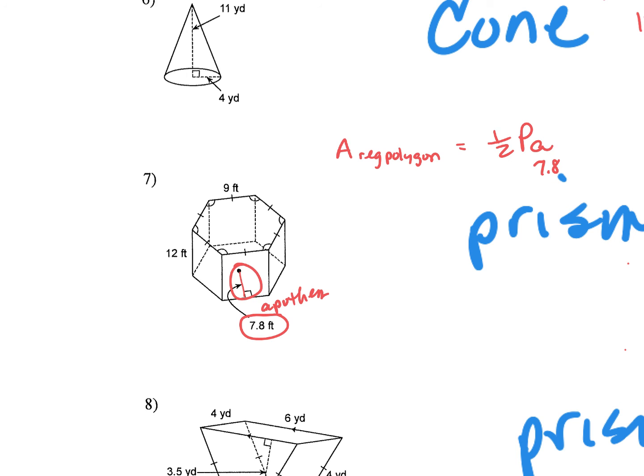The perimeter is going to be the perimeter of the base, and this has 6 sides, so it's 6 times 9, it's 54. Times 1/2. That's the area of the base. That's the big B. Okay? You find that, and then you multiply it by the height of the box, which is 12. So big B times 12 will give you the volume. Okay? Whatever you get here.